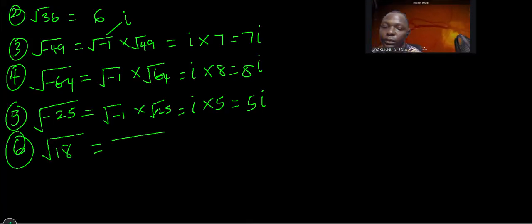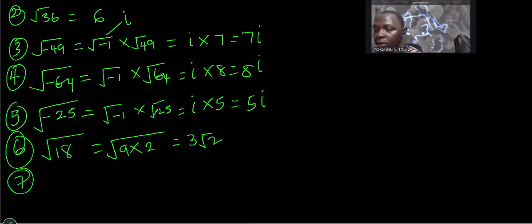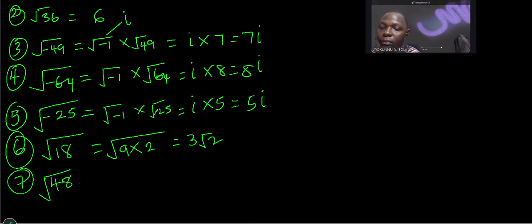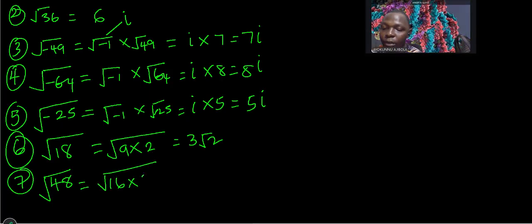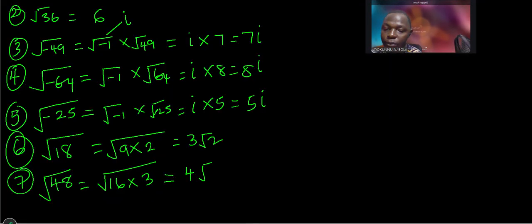Okay, now let's say we have this one, the square root of 18. We look for the perfect square in 18. That is 9 times 2. So the answer will be 3 root 2, because the square root of 9 is 3. And this one, 48, we have to find the perfect square in 48, which is 16 times 3 is 48. So the square root of 16 is 4. Then you have root 3. That's clear, right?